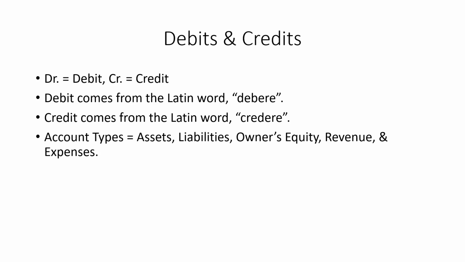Since debits and credits can affect accounts differently, we cannot simply say that one always increases an account and the other always decreases an account. Everything depends on the account type we're recording the transaction to. If you watch my video on the accounting equation, you know that when I say account type, I'm referring to whether the account is an asset, liability, owner's equity, revenue, or expense account.